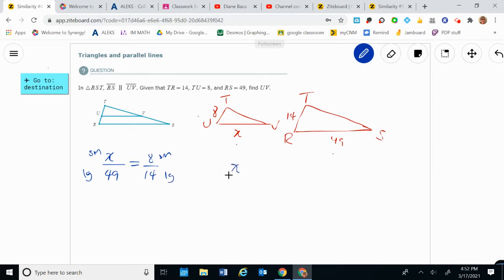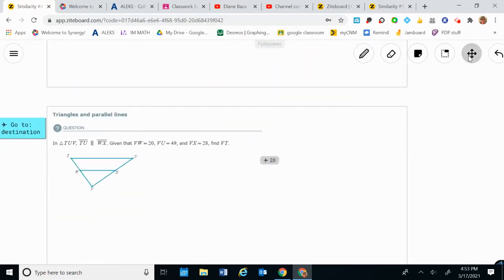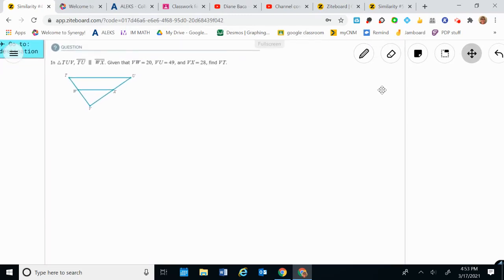I could have also done X over 8, which is small, small, equals, and then 49 over 14. I should say small, smaller, small, smaller. Okay, you get the idea? But this is the small triangle. This is the large. So you have many options for setting up the proportion, and then you just cross multiply and solve. I'll make these notes faster by not solving all of these because that isn't the lesson for today. It's basically just how to set them up.